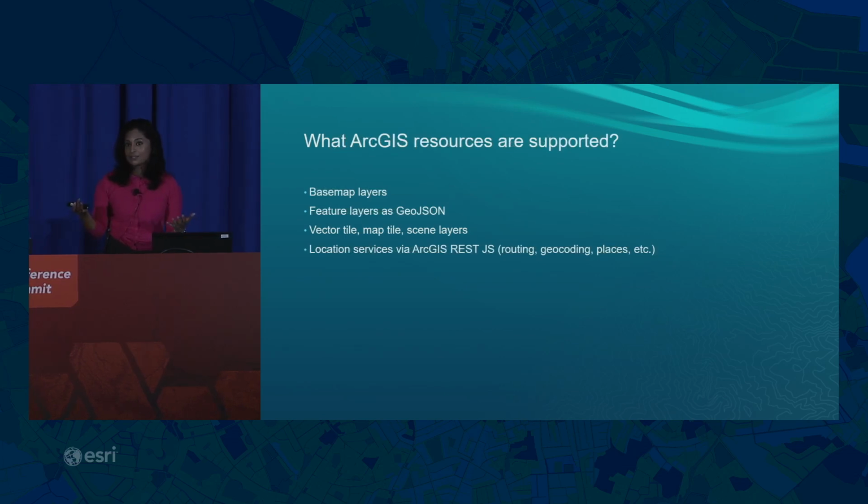For ArcGIS resources, what resources are supported? Definitely the base map style service is supported. The feature layers, you can access your feature service as GeoJSON in MapLibre GL JS and OpenLayers, among others. You can also access your vector tile layers, your map tile layers, and in CesiumJS, you can also access your scene layers as well. And then if you're using ArcGIS REST.js, you can also access places, service, geocoding service, spatial analysis, and others as well.